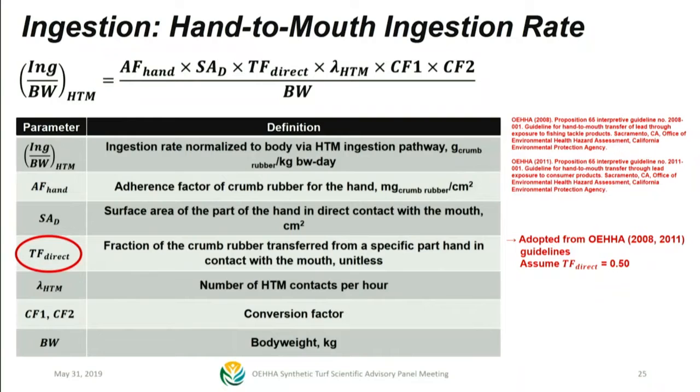The hand-to-mouth transfer factor describes the fraction of crumb rubber that will be transferred from the hand into the mouth. For this study, OEHHA will adopt a value of 0.5 as seen in OEHHA guidelines. This means that 50% of the crumb rubber on the hand would be assumed to be transferred into the mouth. The number of hand-to-mouth contacts was derived from the time activity study, the video data.